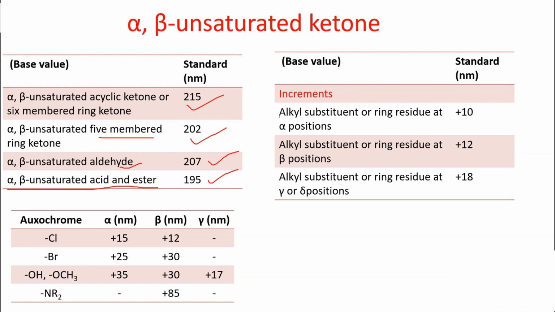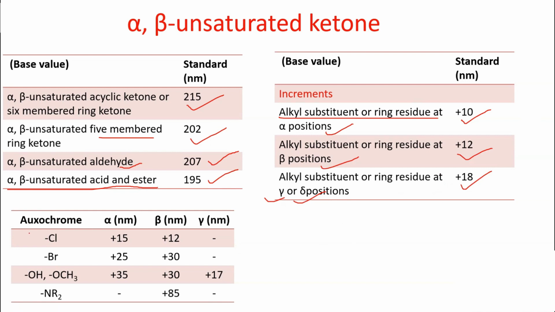For the increment, if an alkyl substituent or ring residue is present at alpha position, we have to add 10 nanometer to the base value. If it is present at beta position, we have to add 12 nanometer. If it is present at gamma and delta position, we have to add 18 nanometer.